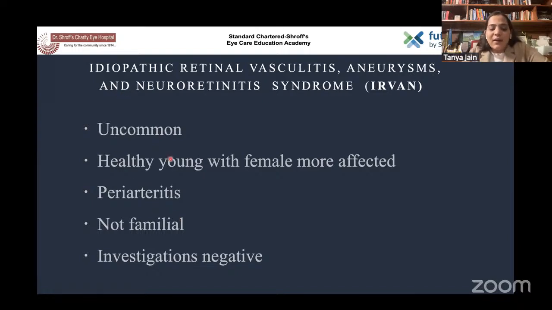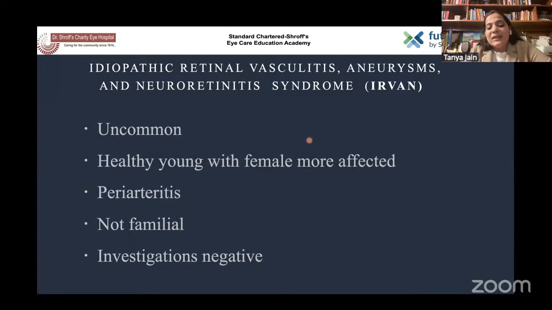So what is IRVAN? IRVAN is idiopathic. You don't really know a cause. First, you have to rule out all the infections in these patients. Idiopathic retinal vasculitis, aneurysms, and neuroretinitis syndrome, or IRVAN. It is uncommon. However, one must think of it if you've ruled out most of your causes, and if you see this particular type. And again, it is also a question for your MS or DNB exams.